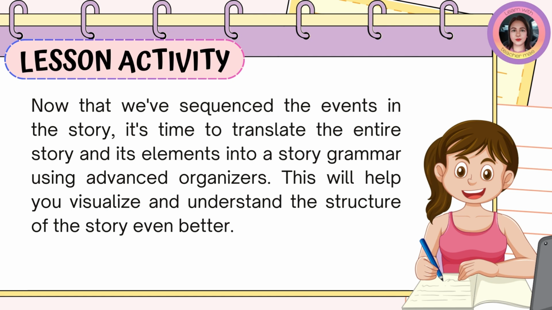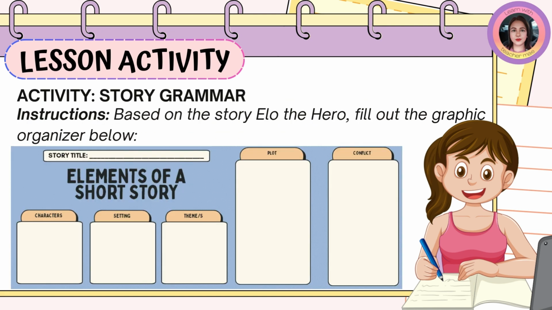Now that we've sequenced the events in the story, it's time to translate the entire story and its elements into a story grammar using graphic organizers. This will help you visualize and understand the structure of the story even better. Let's have another activity: Story Grammar. Instructions: based on the story Elo the Hero, fill out the graphic organizer below.